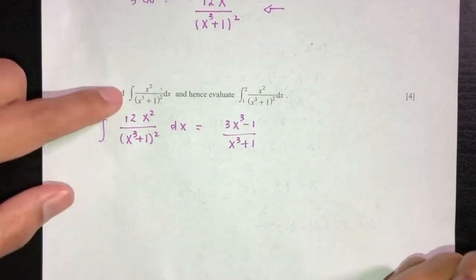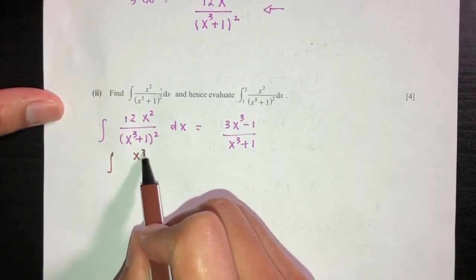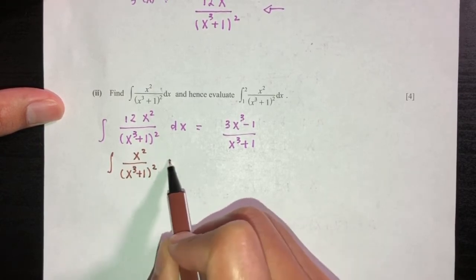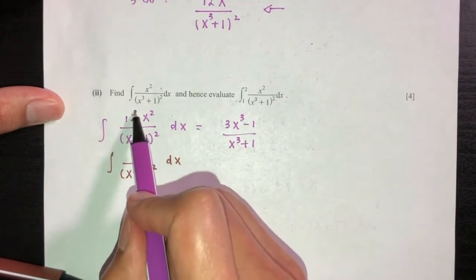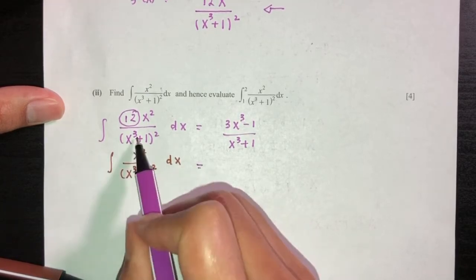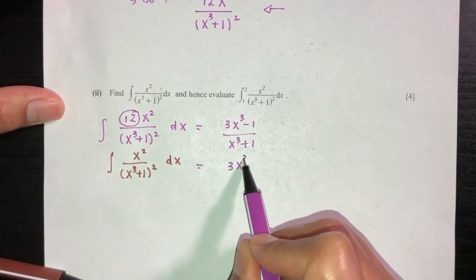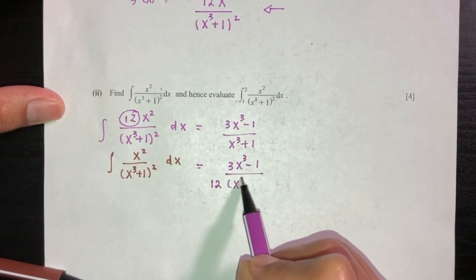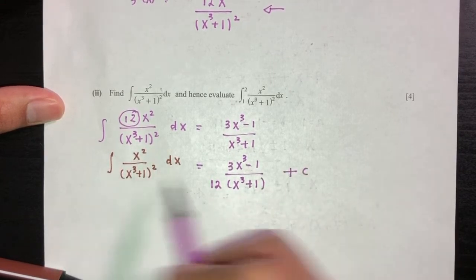Now in this question we are asked to integrate x squared over x cubed plus 1 squared dx. The only difference between this and this is this 12. So we can divide by 12 on both sides. Divide by 12, that will give you 3x cubed minus 1 over 12 times x cubed plus 1. So that will be your answer for this one.